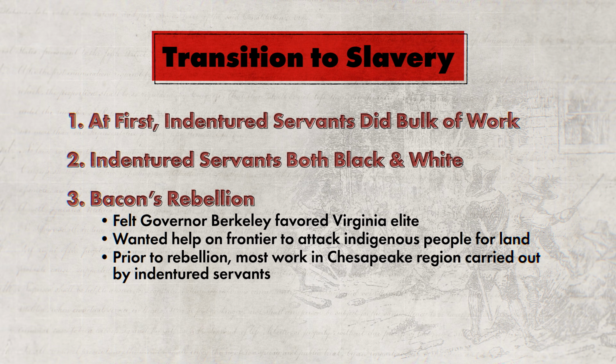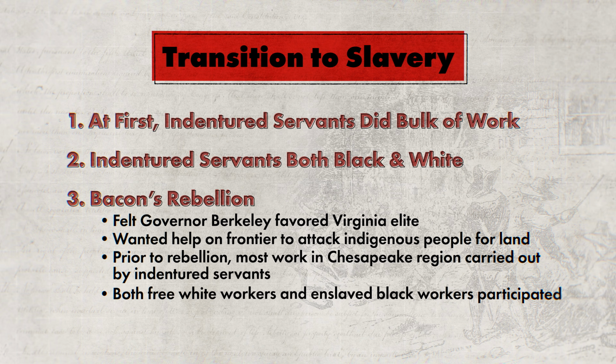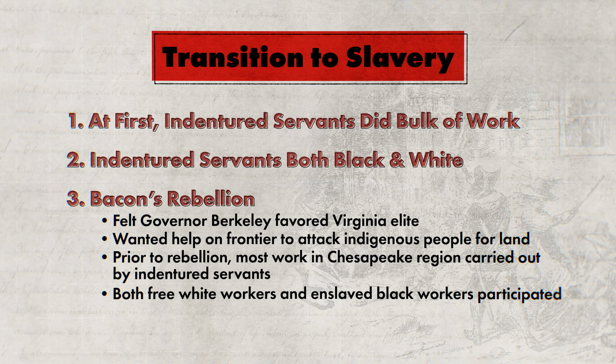But this rebellion made wealthy Southern planters clutch their pearls because they feared other groups of disgruntled indentured servants inciting even more rebellions. And of special importance here was the fact that both free and enslaved black people participated in Bacon's rebellion. There was really no color line here in this event. The only thing that these rebels had in common was that they were poor and disgruntled.